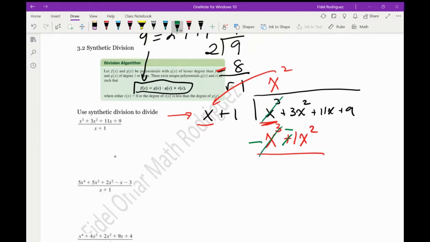And we'd say, look, x to the third and x to the third, those cancel out. And 3x squared minus 1x squared gives me 2x squared. And then I would just bring down the next piece. I'd put a plus 11x, right? And then I would play this game all over again.